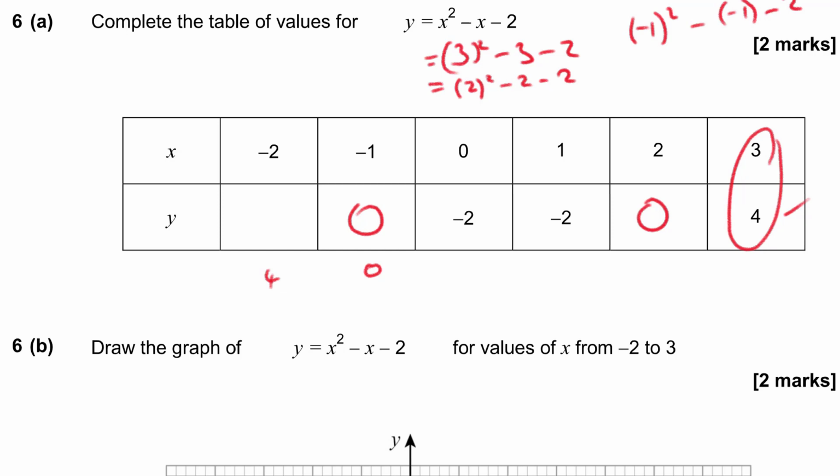And then for minus 2, minus 2 squared minus negative 2 minus 2. Negative 2 squared is positive 4. Minus negative 2 is plus 2. So that gives me 6. Take away 2 is 4. Okay, so it is what I thought it was going to be.